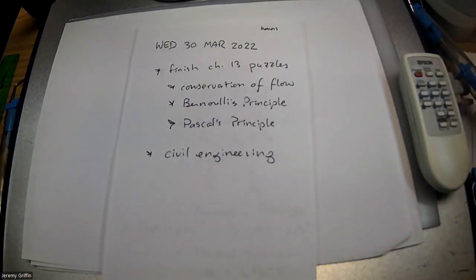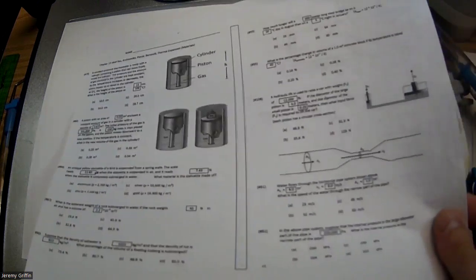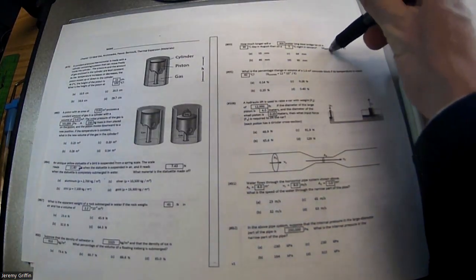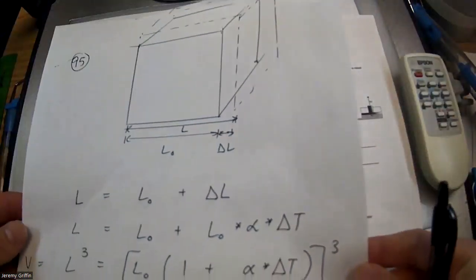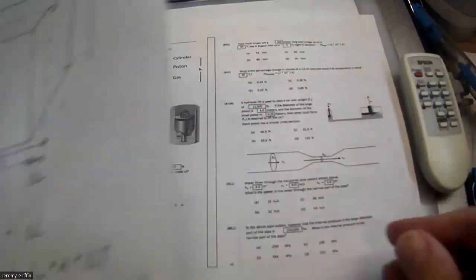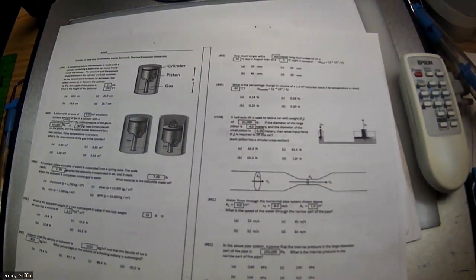So we're going to finish these puzzles. The last couple we did here were the thermal expansion. There was a linear thermal expansion, and then we were looking at this volumetric thermal expansion, which is just linear in 3 dimensions. So the question was framed, what's the percent change in volume?